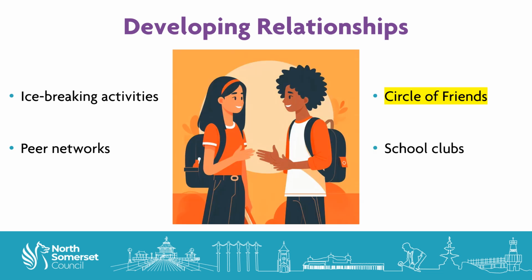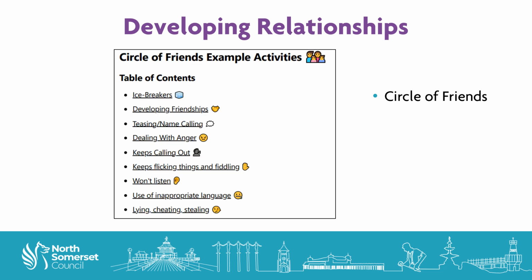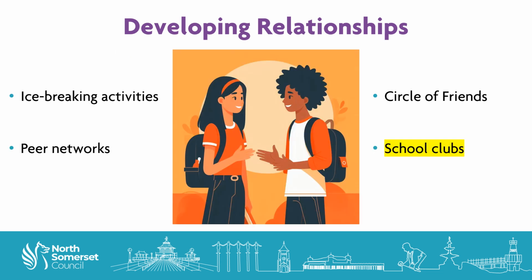Another specific activity we might use to develop relationships between students is the Circle of Friends intervention. And this involves identifying a student that struggles with peer relationships, confidence, or social inclusion. If they're willing to join a Circle of Friends group, there is a step-by-step process for recruiting other young people to help. And during weekly or fortnightly meetings, a series of activities are completed which aim to develop social confidence and bonding.